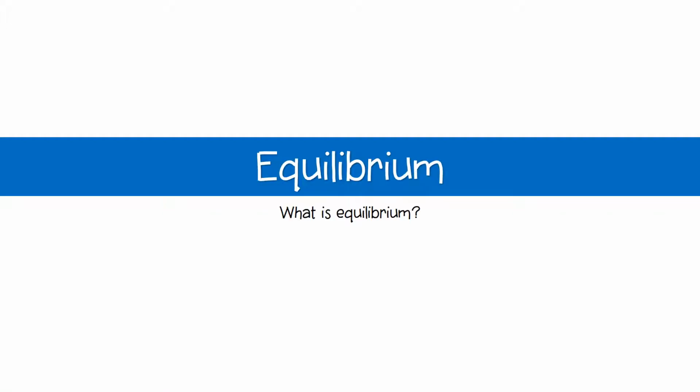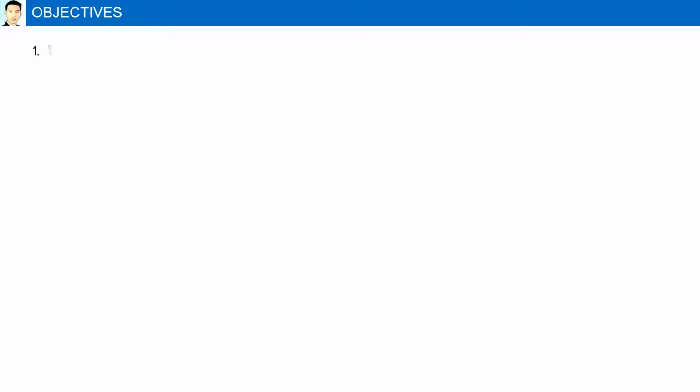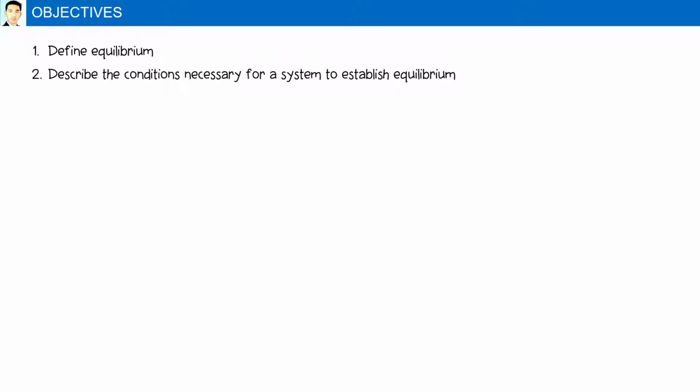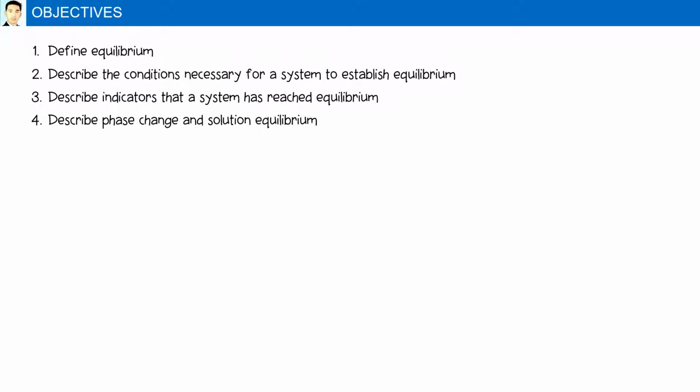What is equilibrium? Objectives. Define equilibrium. Describe the conditions necessary for a system to establish equilibrium. Describe indicators that a system has reached equilibrium. Describe phase change and solution equilibrium.